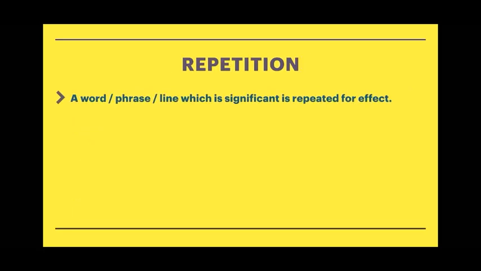Repetition. A word or phrase or line which is significant is repeated for effect. So just like in alliteration, in repetition also we see that something is being repeated. But the difference is that in alliteration, the beginning sound or alphabets are repeated. In repetition, an entire word or a phrase or line is repeated.